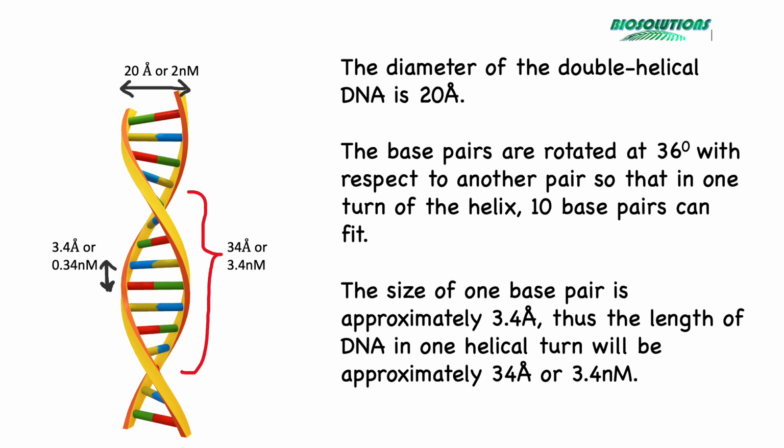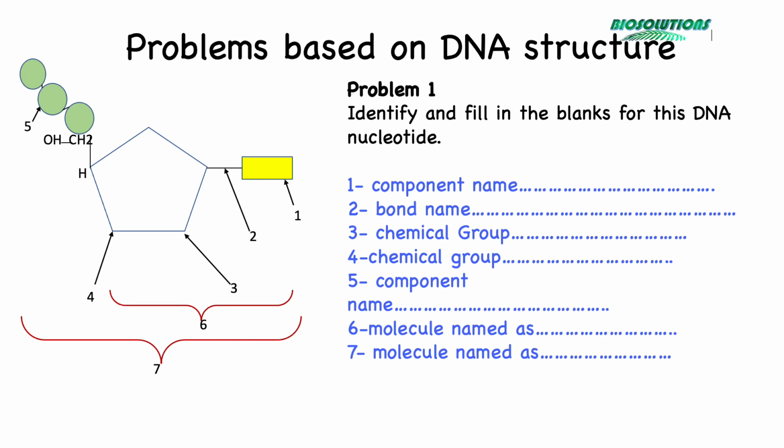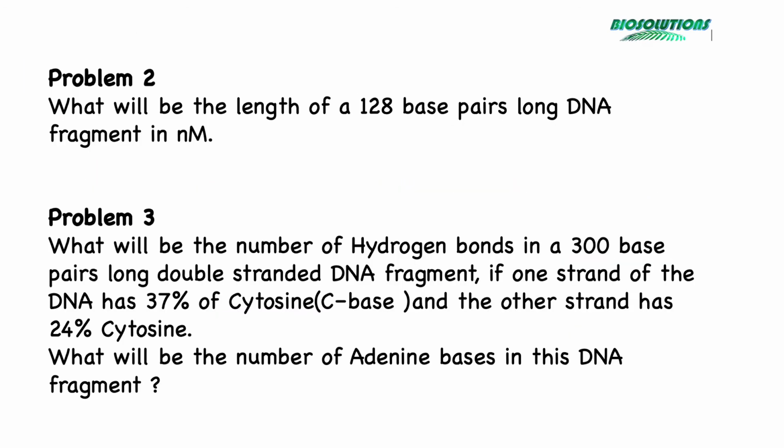Each base pair has a size of 3.4 angstrom approximately. So for one turn of DNA or for around 10 base pairs, the length of DNA will be approximately 34 angstroms or 3.4 nanometer. After understanding some basic concepts about DNA structure and size, let's try solving these problems.